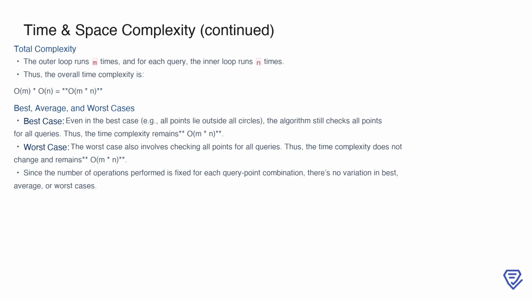In terms of best, average, and worst-case scenarios, the algorithm's time complexity does not change. Even in the best case, where all points lie outside all circles, the algorithm still checks every point for every query. Similarly, in the worst case, where all points lie inside all circles, the same number of operations is performed. Since the number of operations per query-point combination is fixed, the time complexity remains O(m * n), regardless of the input distribution. This makes the algorithm's performance consistent across all cases.